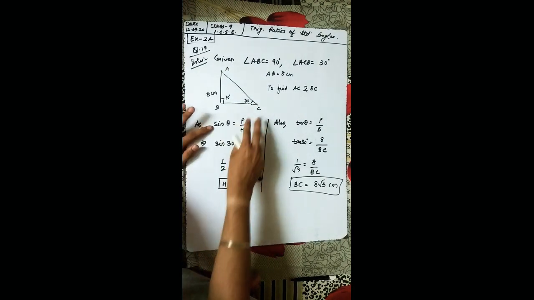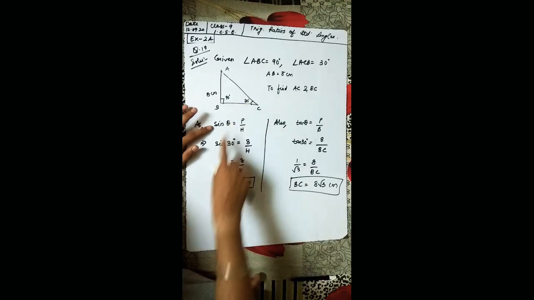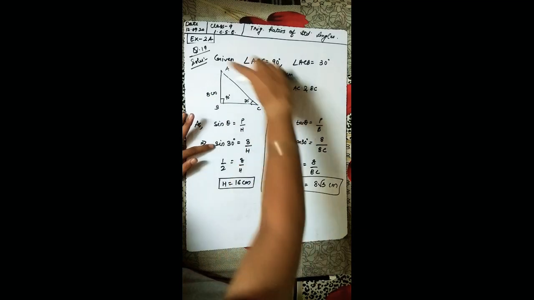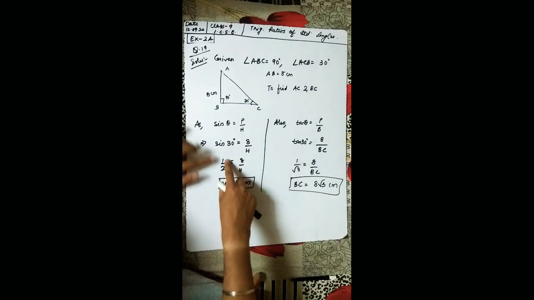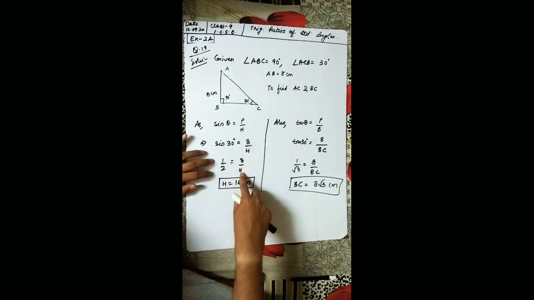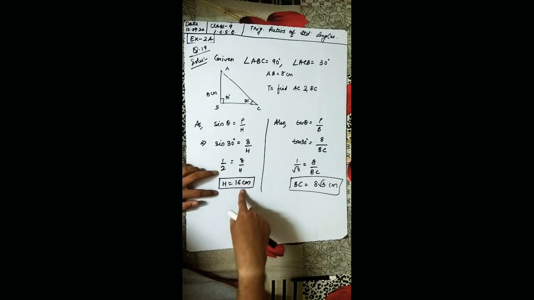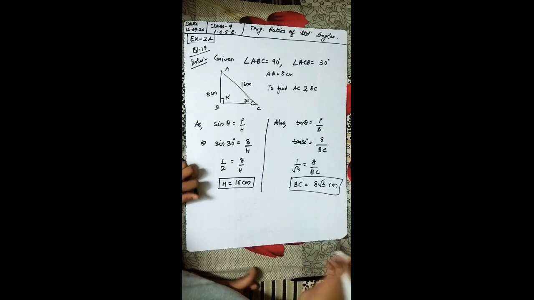As we know, sine theta is perpendicular upon hypotenuse. What is theta given to us? 30 degrees. So sine 30 degrees is equal to perpendicular, which is 8, and hypotenuse, let us consider h only. Sine 30 degrees is 1 upon 2, equal to 8 upon h. Take h that side and 2 that side, so h is equal to 16 centimeters. That means this is 16 centimeters.